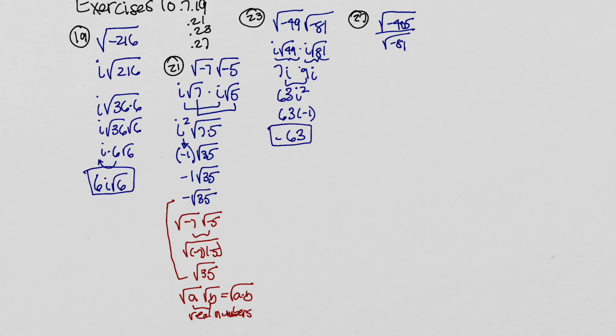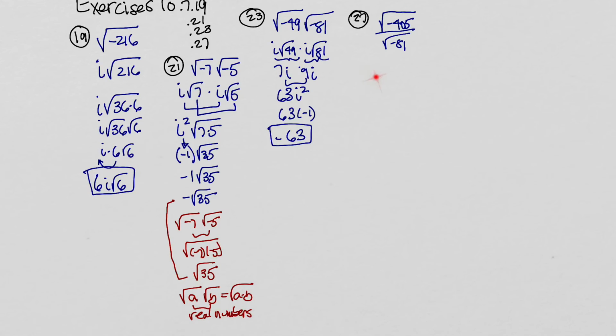So I try 4 squared, which is 16. That doesn't work. 5 squared, 25. That doesn't work. 6 squared is 36. That doesn't work. 7 squared is 49. That doesn't work. 8 squared is 64. That does not divide evenly into 405. But when I get to 9 squared, that's 81. And it does go in evenly 5 times.